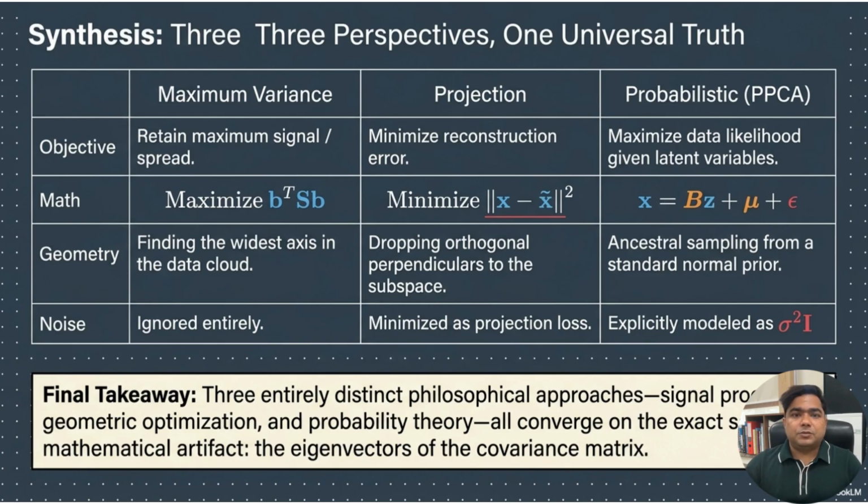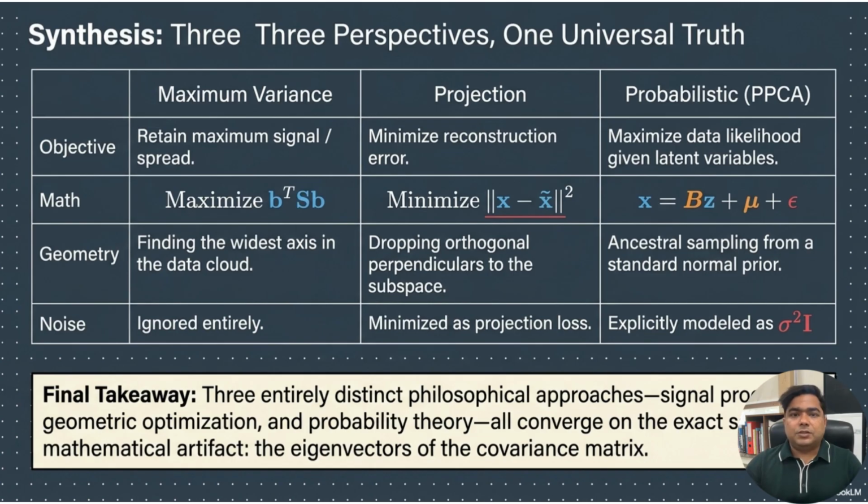The second perspective is projection. The objective is to minimize reconstruction error. The mathematical idea can be spoken like this: minimize the squared norm of x minus x hat. Geometrically, this means dropping perpendiculars from the data points to the principal subspace and making those distances as small as possible. The third perspective is probabilistic PCA. The objective is to maximize the data likelihood given latent variables. The mathematical model can be spoken like this: x equals bz plus mu plus epsilon. Geometrically and statistically, this means generating data from a low-dimensional latent space with noise.